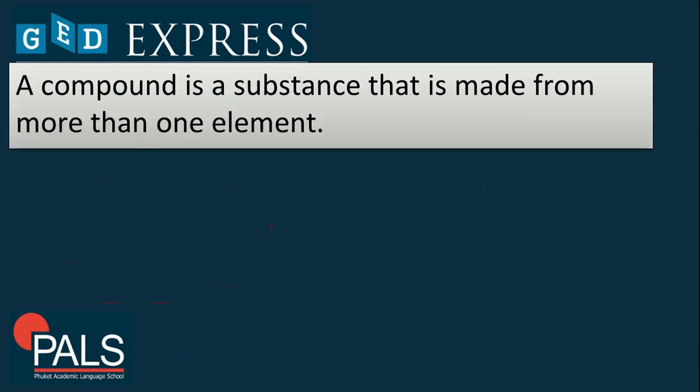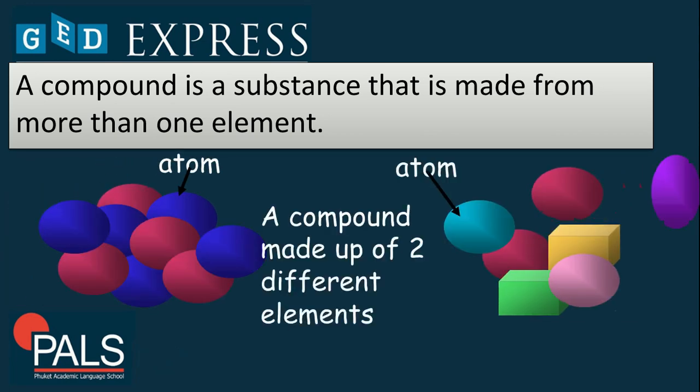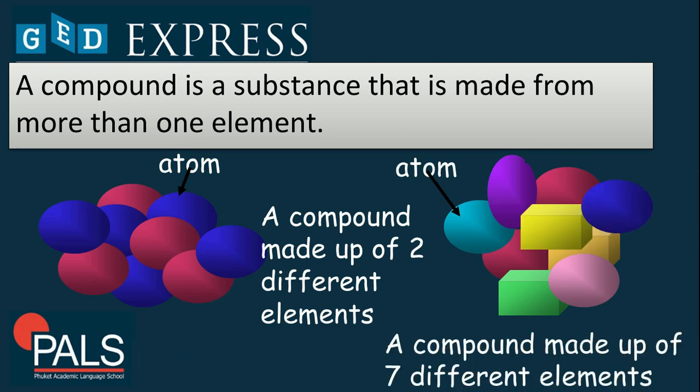A compound is a substance that is made from more than one element. If two or more elements are fused together, that is considered a compound. For example, in this case, we have this atom and two atoms fused together, which is identified as a compound. The same is true with the illustration on your right. You have a compound made up of 7 different elements.